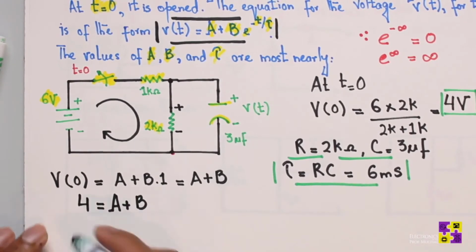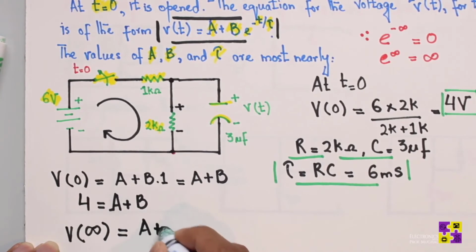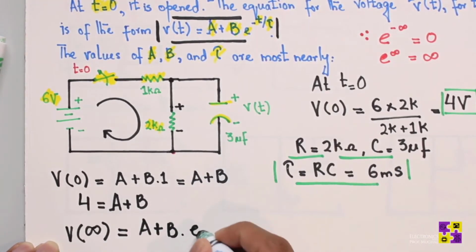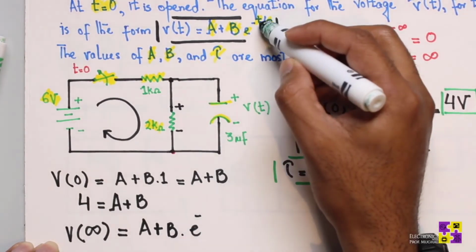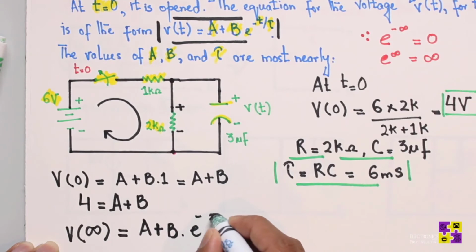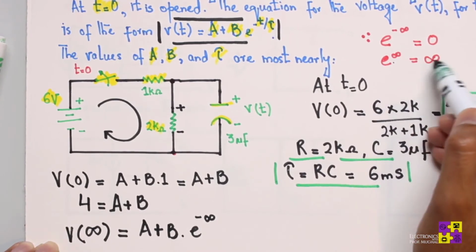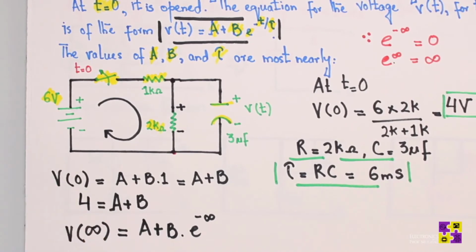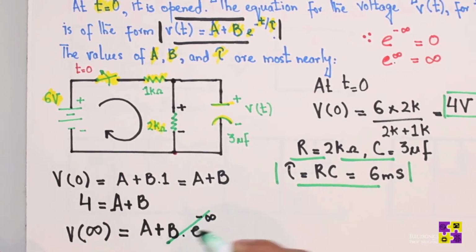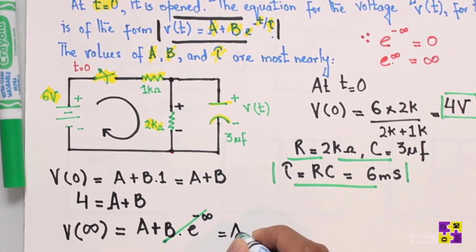Now if we need to find the values for a and b, we need to find V of infinity here, correct? V of infinity would mean a plus b times e to the power negative t over tau, with t being infinity, so the whole exponent is negative infinity. Remember that e to the power negative infinity is always going to be 0, while e to the power infinity is infinity. Because this thing is 0, this whole term cancels out. B times 0 is 0, so you get a here, correct?